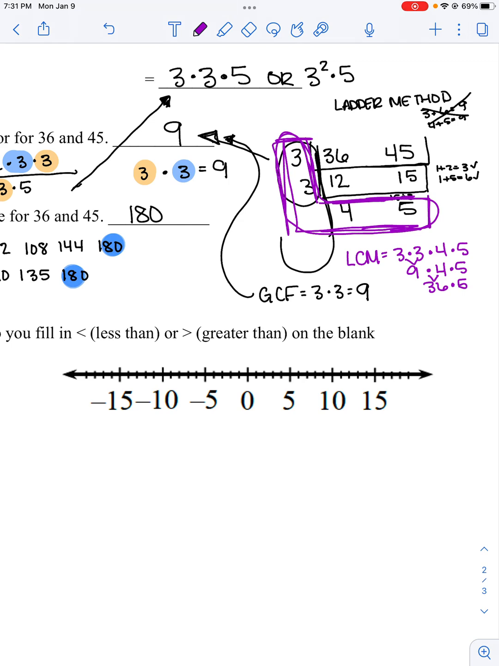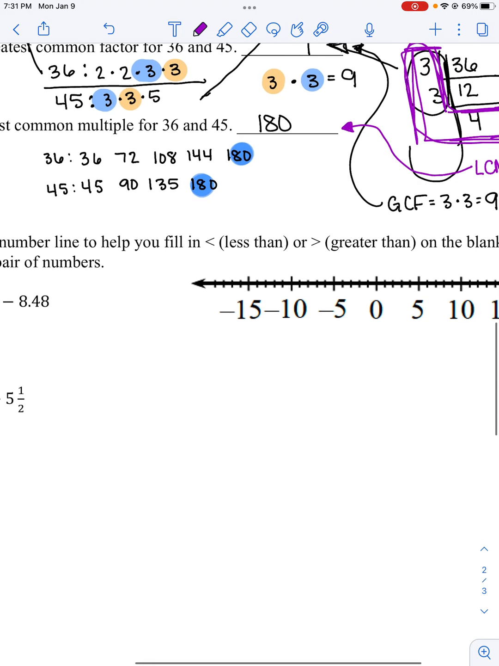36 times 5 is, 5 times 6 is 30. 5 times 3 is 15, 16, 17, 18. It equals 180, which we have done. We did it a different way here.